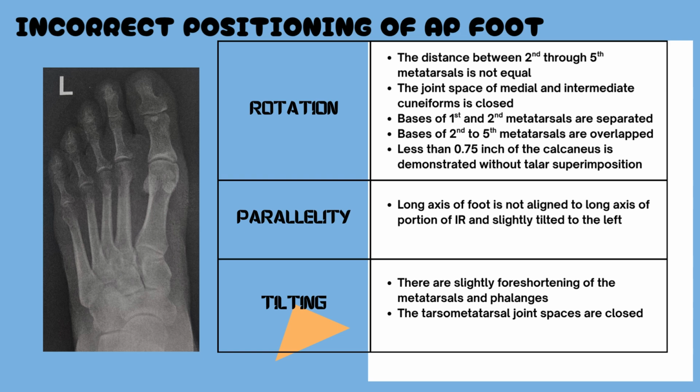Then the space of medial and intermediate cuneiforms is closed. Bases of first and second metatarsals are separated, and bases of second to fifth metatarsals are overlapped. Lastly, less than 0.75 inch of the calcaneus is demonstrated without talar superimposition.